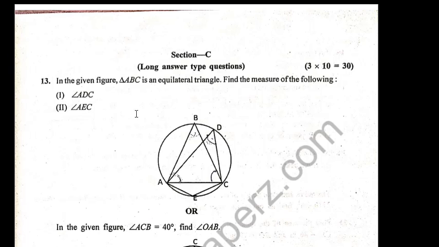The first question, question number 13, is: in the given figure, triangle ABC is an equilateral triangle. You have to find the measure of the following angles. You have to find angle ADC and you have to find angle AEC.